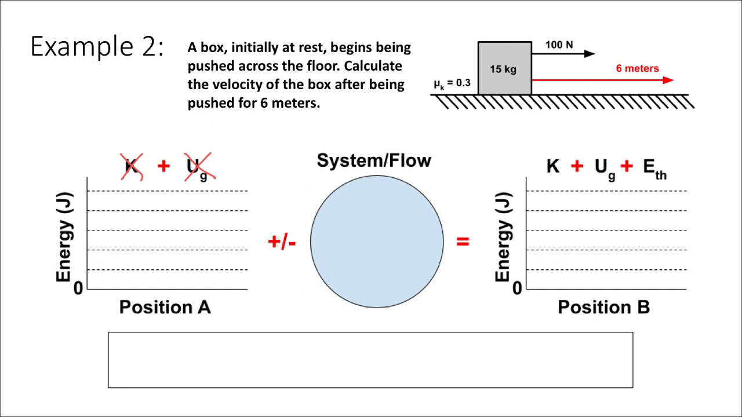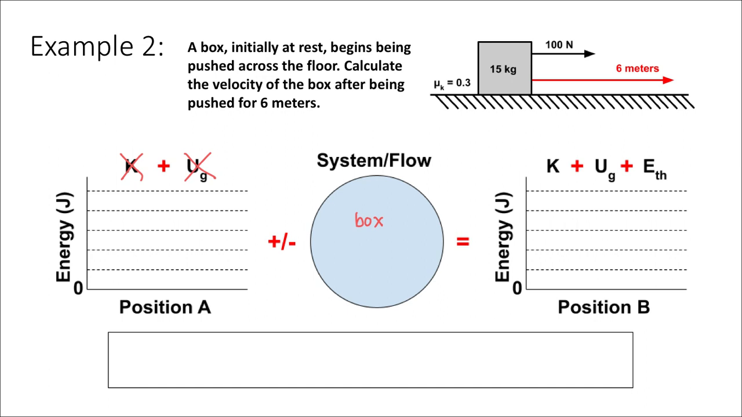Then let's think about our system here. Let's call our system just the box. In this case, we could include the Earth in our system, but it's not necessary. We're not considering gravitational potential because there is no height change. So now that we've covered the initial energy and our system, before I think about the work done on this box, I'm going to take a look at the final energy state.